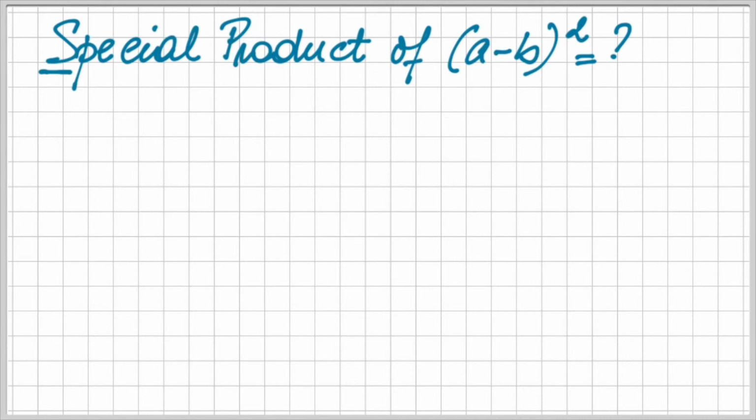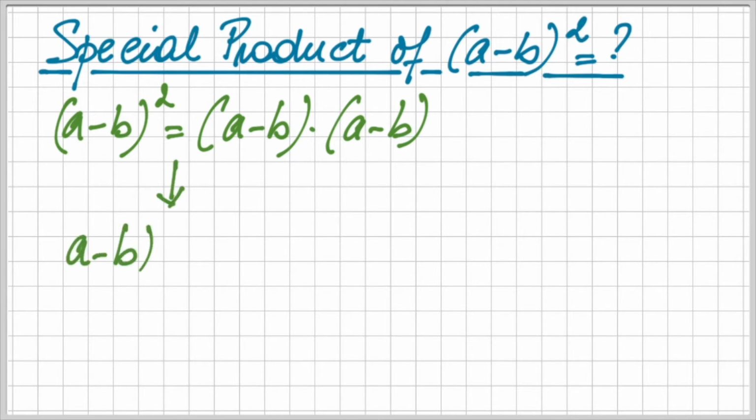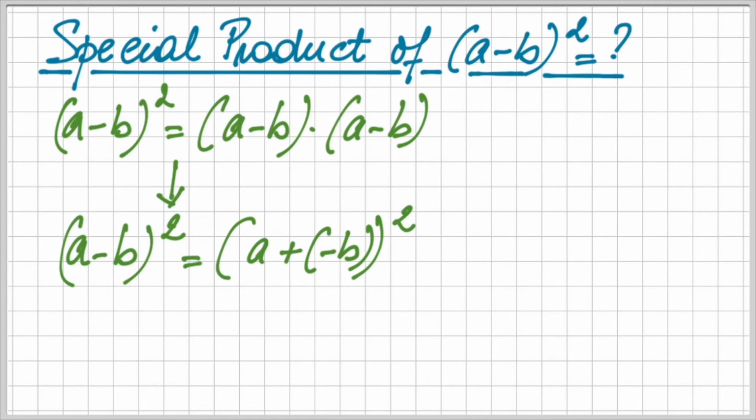Now we can do the same thing for (a − b)². And we could start in the same way by multiplying (a − b) with (a − b), but we're going to do this in a more clever way. We can say that (a − b)² is equal to (a + (−b))². So instead of writing a − b, we go back to the formula of a + b, but in this case b is −b.